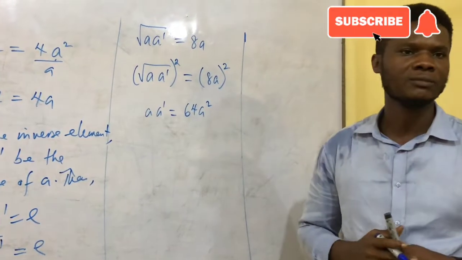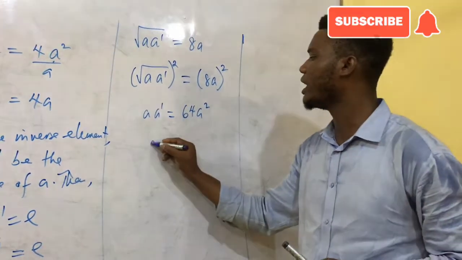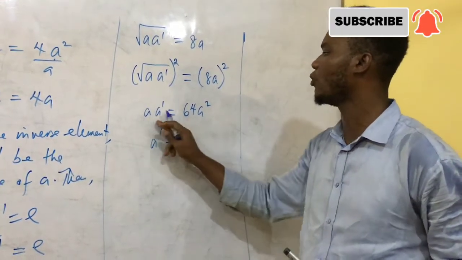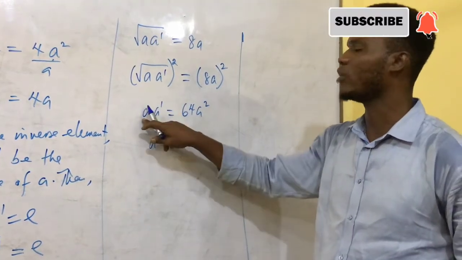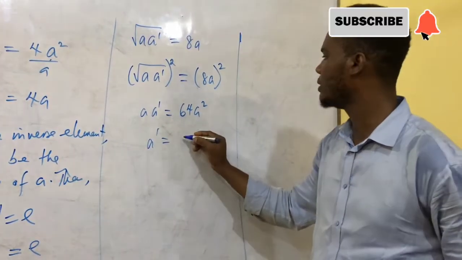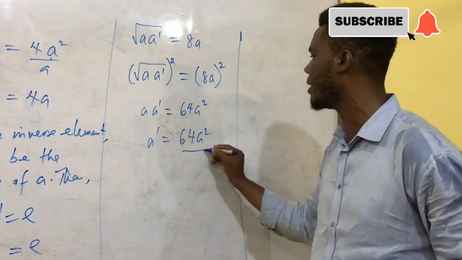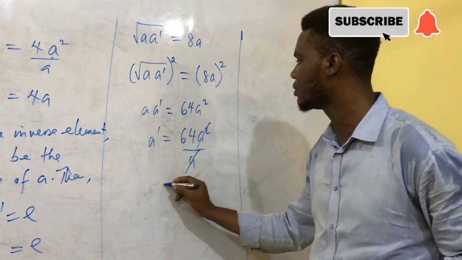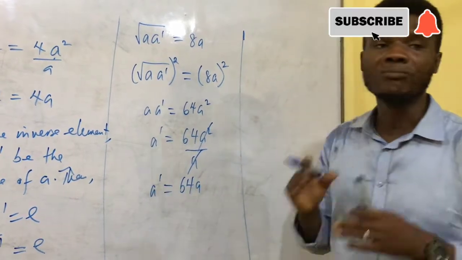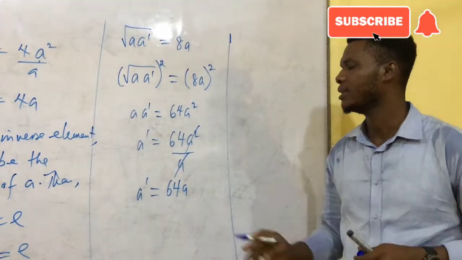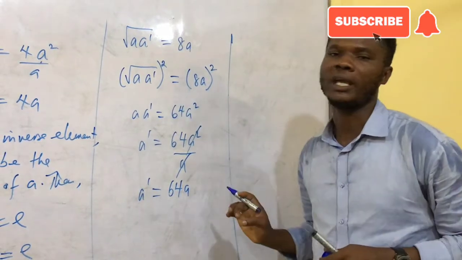squared. Okay? Now, since I want A prime, I'm going to divide through by what stands beside A prime, that is the coefficient of A prime, and the coefficient of A prime is A. So this becomes 64A squared divided by A, and that will cancel to give us 64A. So what does that mean? It means that the inverse element is 64A.